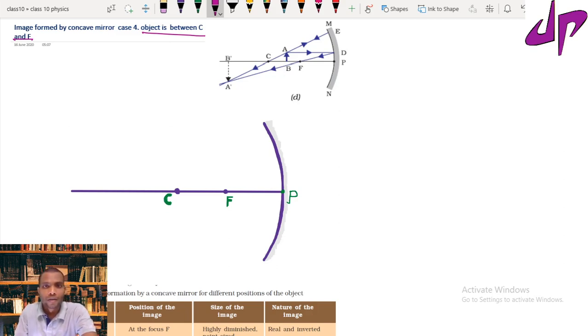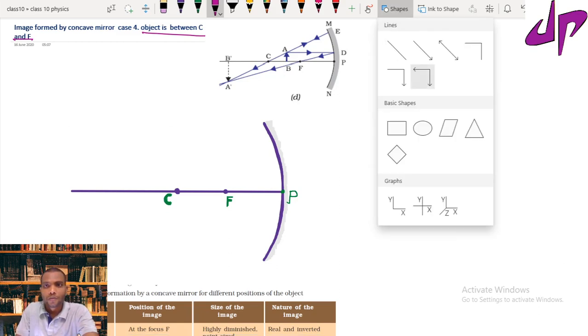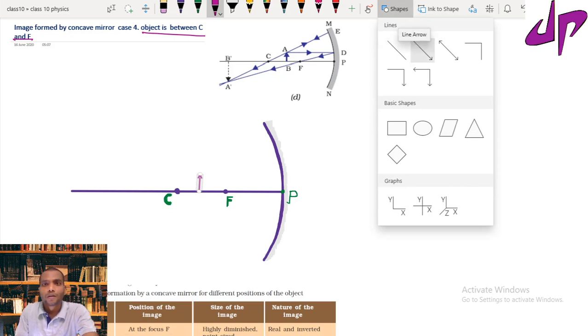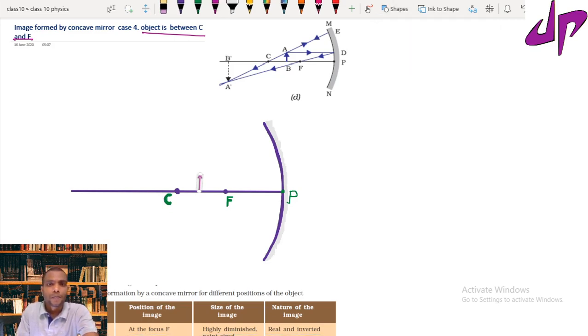So we need to draw the corresponding ray diagram. For that, you use the rules for the formation of images. First, draw a small object between the center of curvature and the focus, and use the first rule. A ray which is parallel to the principal axis, after reflection, should pass through the focus. So the ray is all the way passing through the focus.